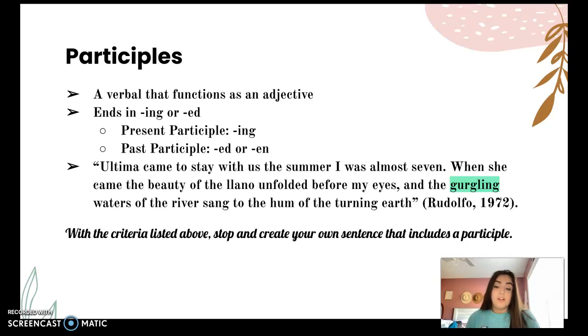So, with the criteria listed above, I want you guys to stop and create your own sentence that includes a participle. This sentence doesn't have to relate to our class novel. It can be completely random.